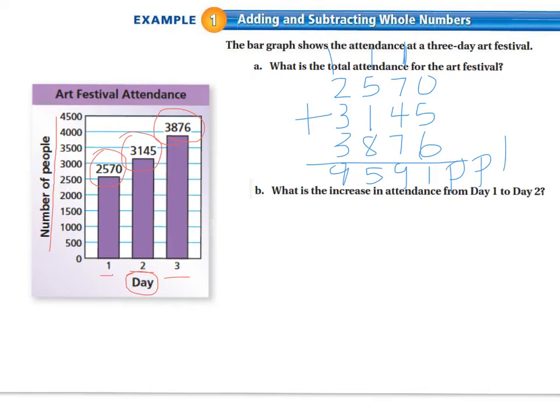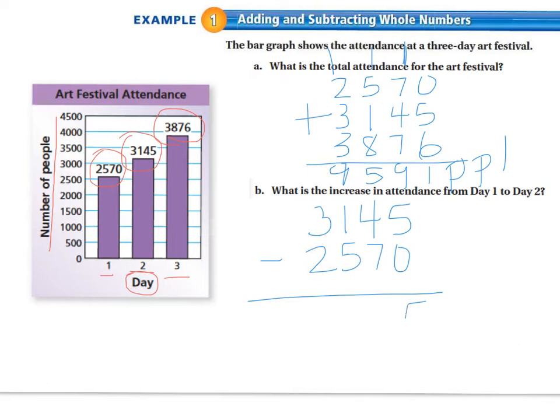The second question, what is the increase in attendance from day 1 to day 2? I want to find how many more people attended on day 2 as it compared to day 1. So the phrase how many more tells me that I need to find the difference between day 2 and day 1. Since I'm finding the difference, that tells me I'm going to subtract. So I'm going to take 3,145 from day 2, subtract the 2,570 from day 1. That will give me the difference.